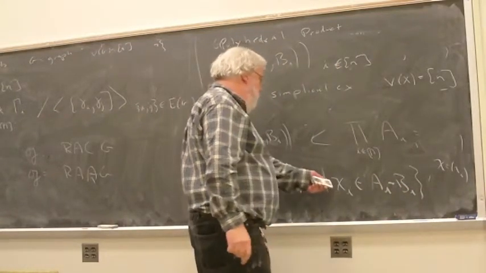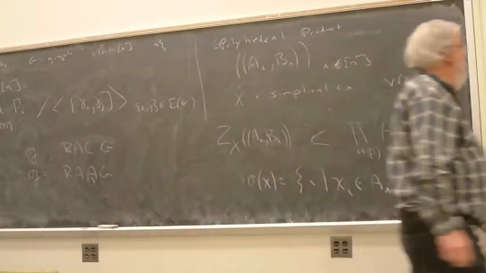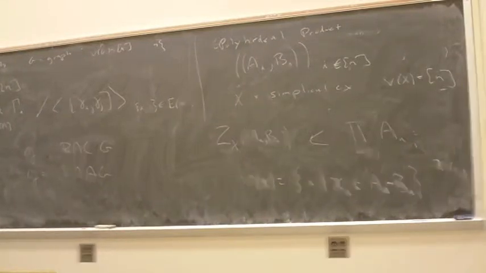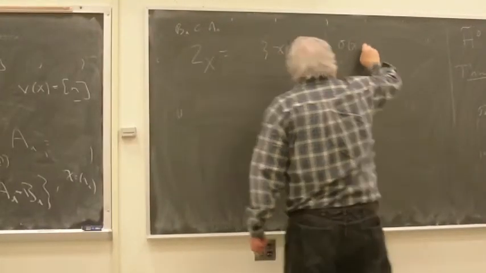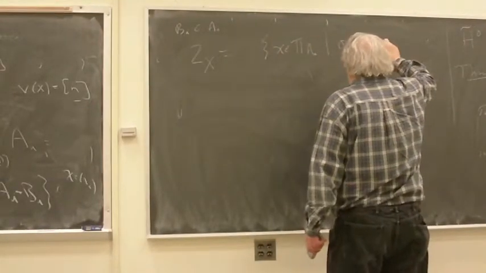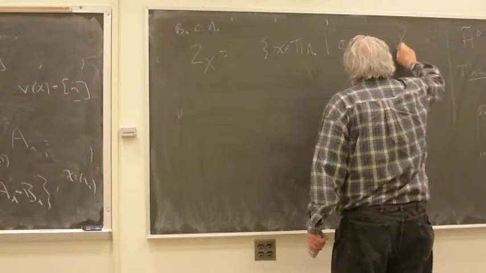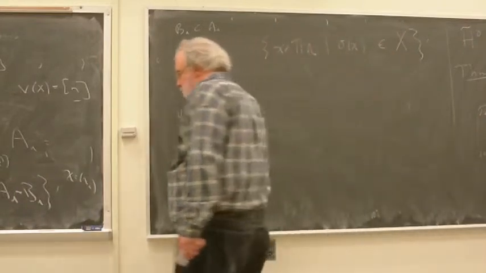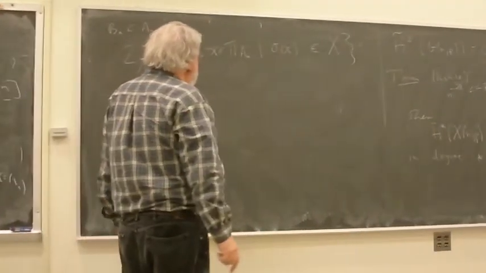So the coordinates can always lie in BI, but the definition of this Z sub X is it's supposed to be the set of X in the product of the AIs such that the sigma of X is the vertex set of a simplex, including the empty simplex.